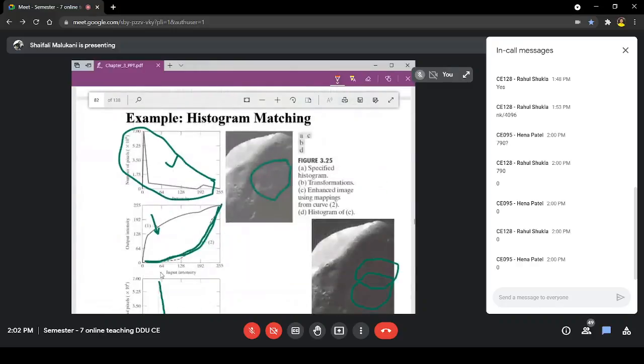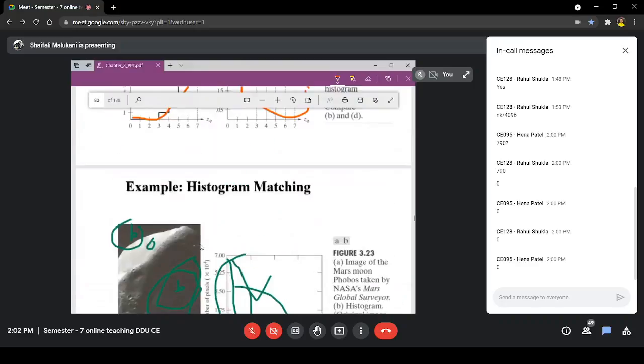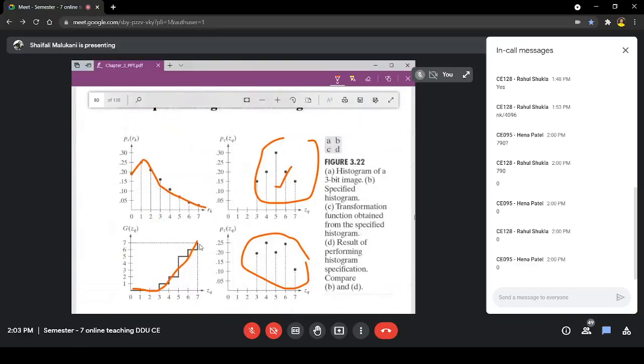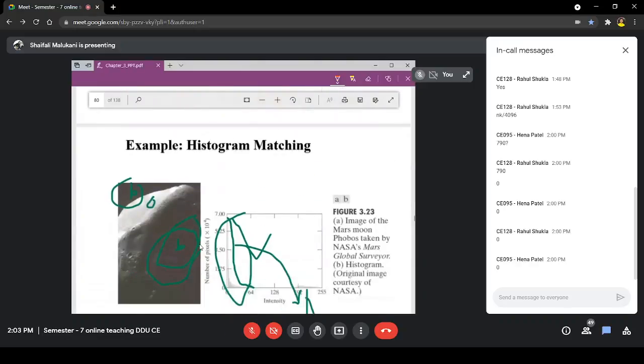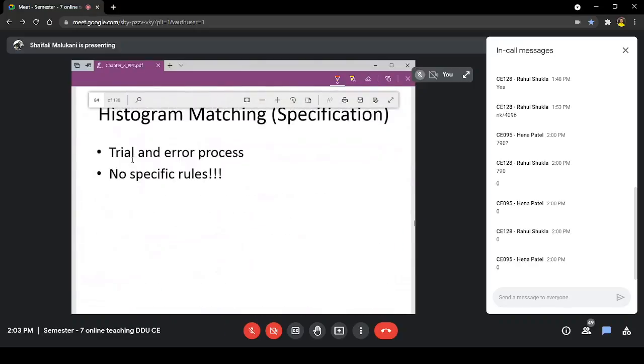Now the question is how will we come to know which type of histogram we should specify to enhance our image? That is totally based on trial and error, your logic and your practice. We don't have any specific rule on which kind of histogram we should specify. You should have some intuition, and based on that you can do trial and error, that's it.